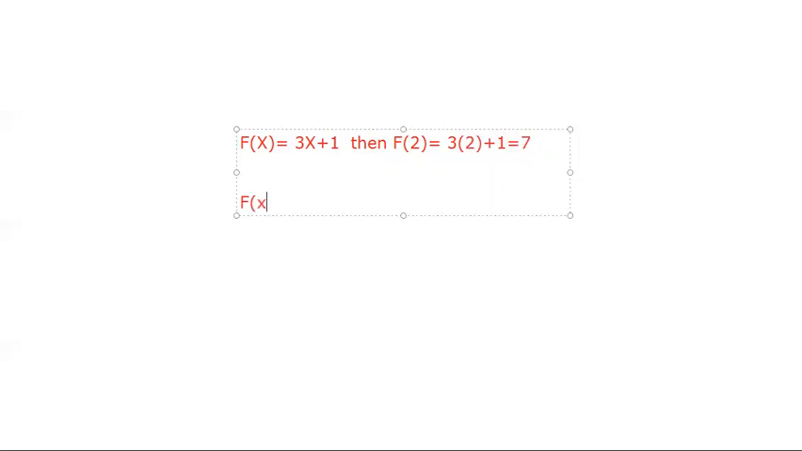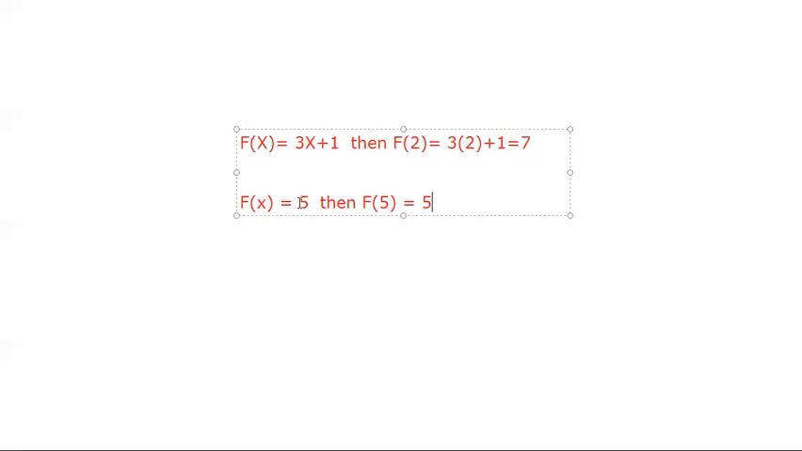But I discussed this question with them. f of x equals 5. Then f of 5 would be equal to how many? It will be 5 times 5? No, it will be only 5. Why? We said f of x means replace the value of x and put the number inside the parentheses, right?